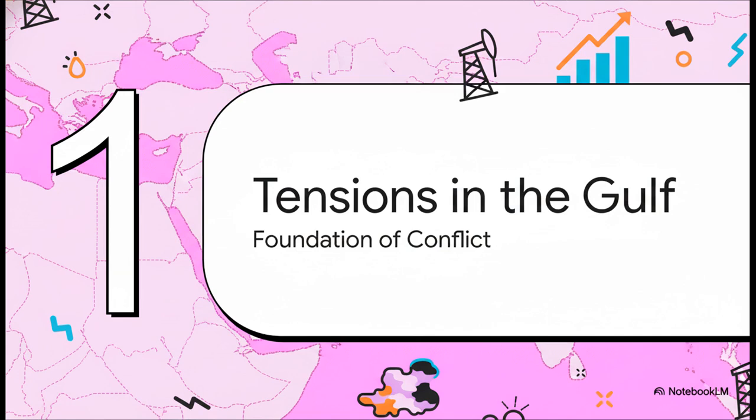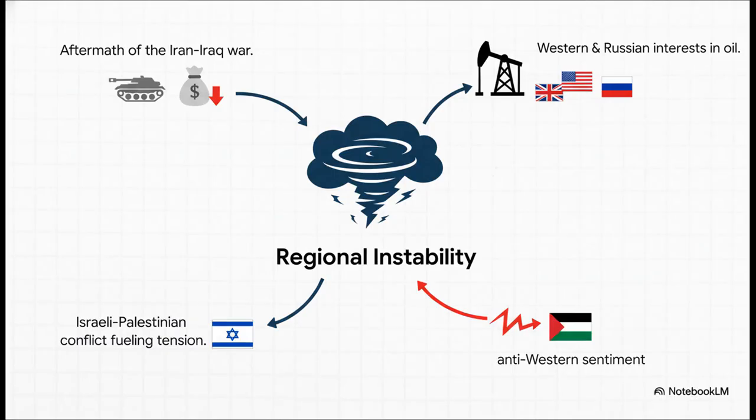You see, to really get a grip on the wars of the 90s and 2000s, you first have to understand the instability that was already boiling over in the Gulf region. This is the foundation for absolutely everything that comes next. This slide really paints a picture of the perfect storm brewing in the region.